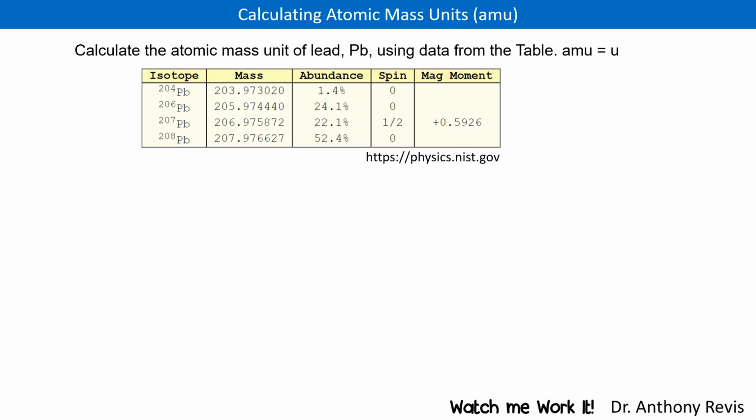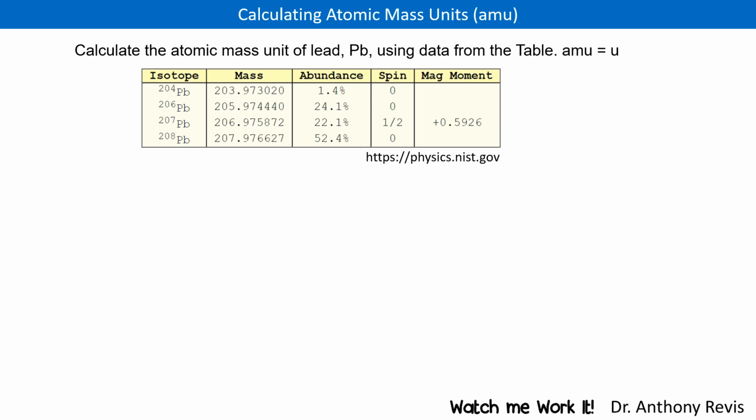Calculate the atomic mass unit of lead, Pb, using data from the table. AMU is abbreviated as u. So here we have in this table the four isotopes of lead: lead 204, 206, 207, with their masses in the second column. And then we have their relative abundance as percentages.